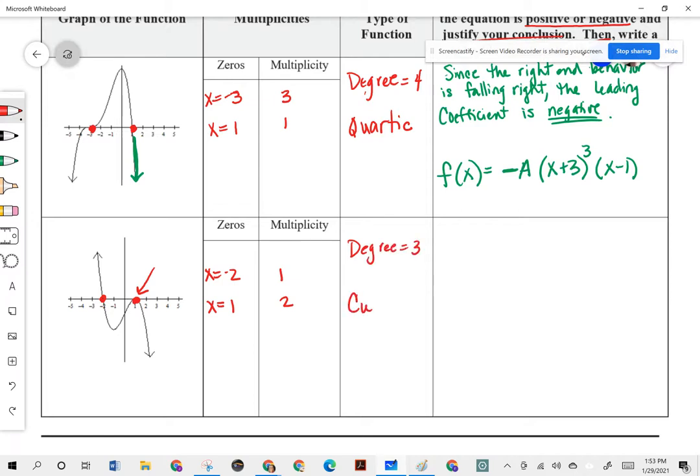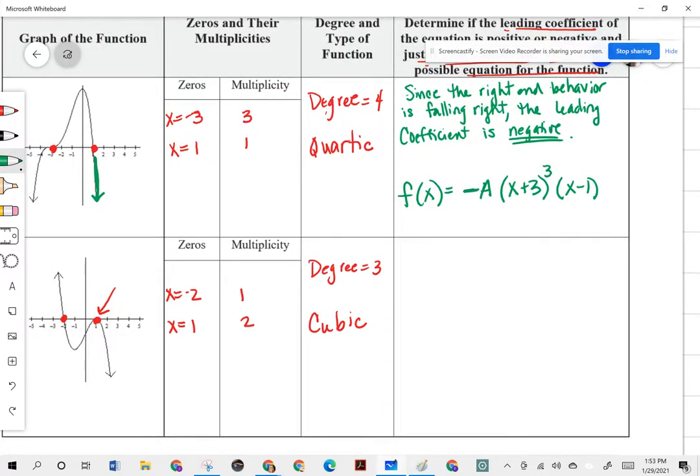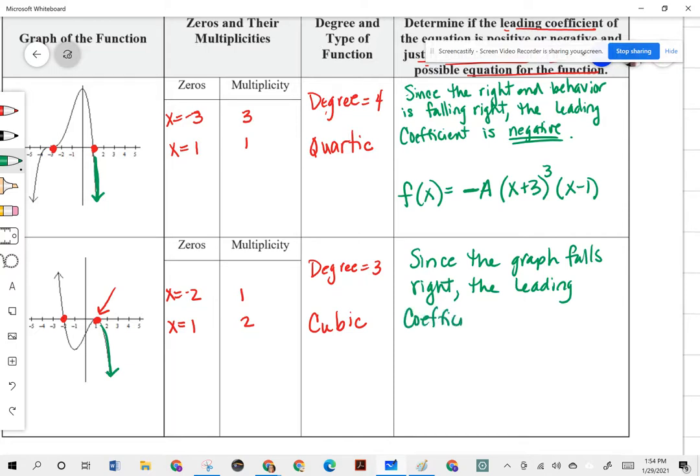And so we're going to refer to this as a cubic function. And again, same scenario. We have to identify our leading coefficient. Well, since the graph falls to the right, the leading coefficient is negative.